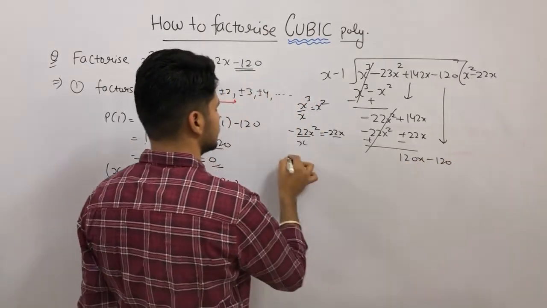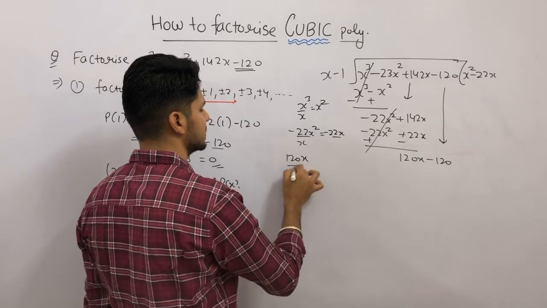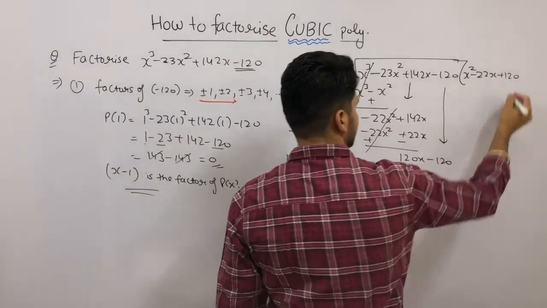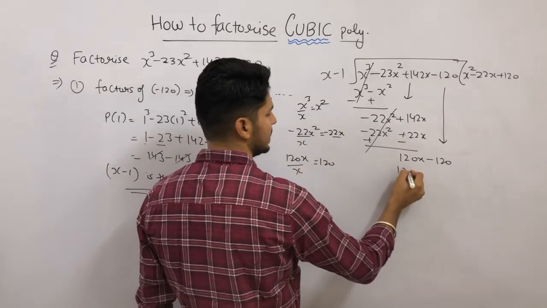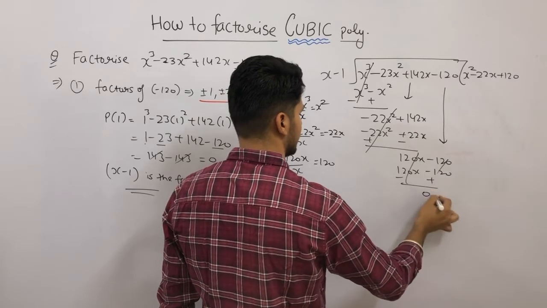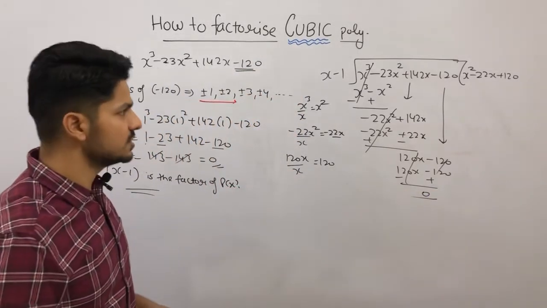Again highest is 120x and here highest is x. You will get it as 120. You will write it here 120. If you multiply it, then you will get 120x minus 120. Negative, positive, again these will cancel out and remainder will be 0. So this is our second step.